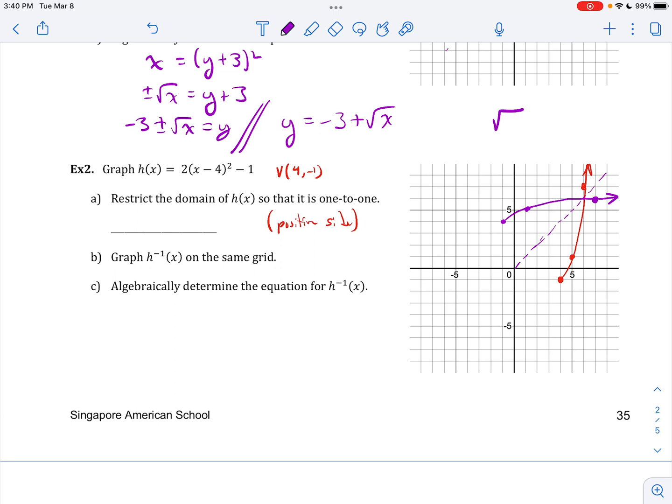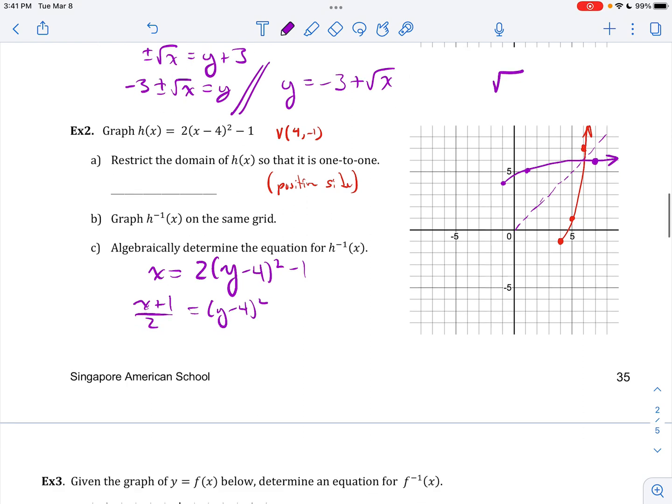Now we're talking about x equals 2 times y minus 4 squared minus 1. X plus 1 divided by 2 equals y minus 4 squared. And we know we're taking just the positive version of this. So I'm just going to say positive. X plus 1 over 2 equals y minus 4. So the final answer is 4 plus this big nasty square root, x plus 1 over 2. And you don't really have to simplify it any farther than that.